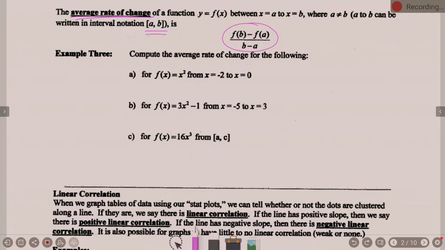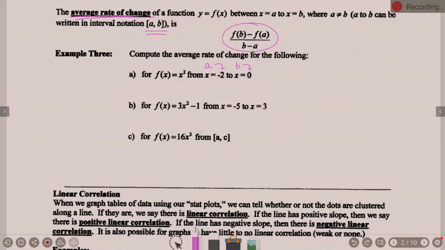So let's look at example A. Compute the average rate of change for f of x equals x squared from x equals negative 2 to 0. So just that one portion of the graph. f of x equals x squared is our function. What are x equals negative 2 and x equals 0? Those are x values, so in terms of the formula, they're going to be my a and b values. Officially, I'm going to say a is negative 2 and b is 0.